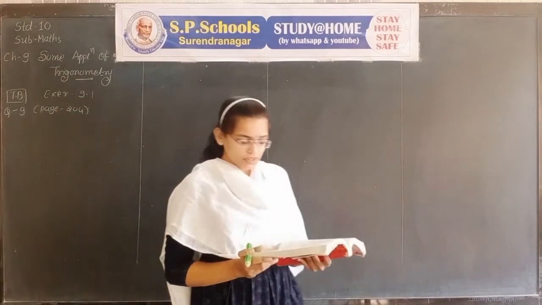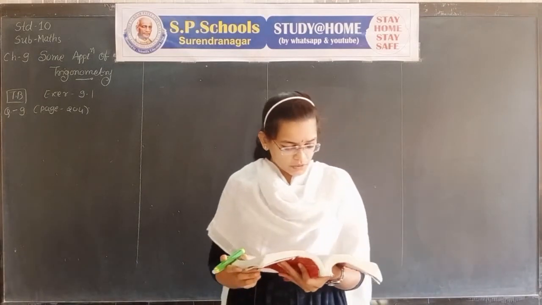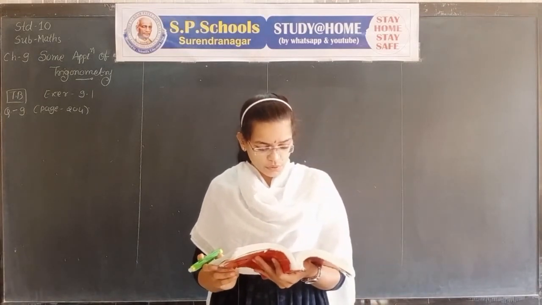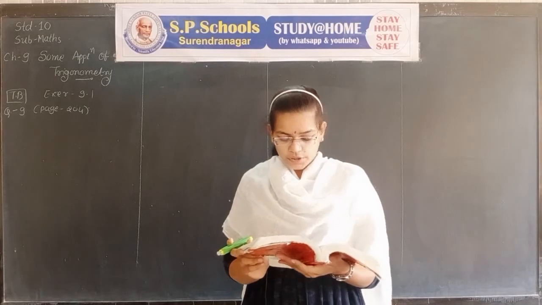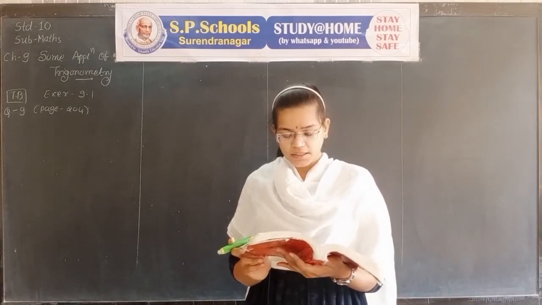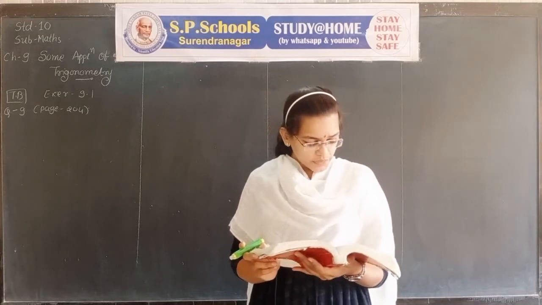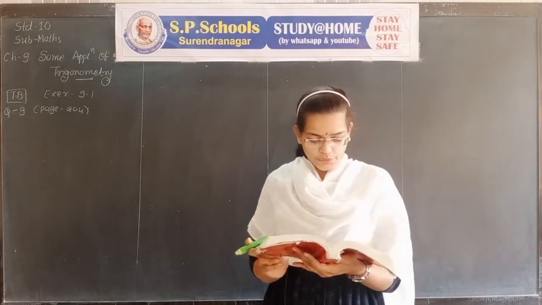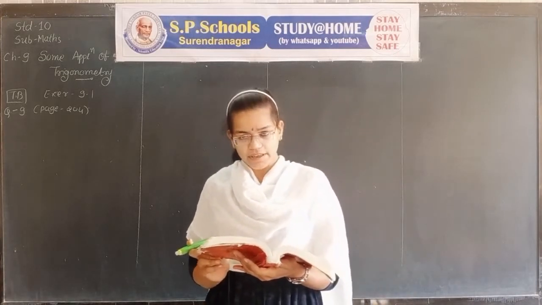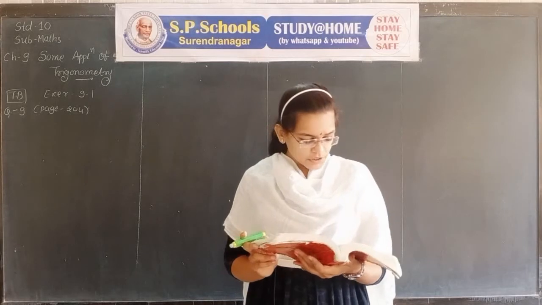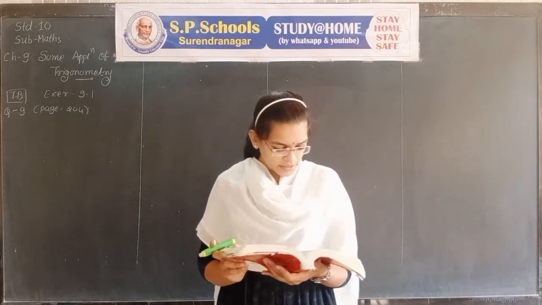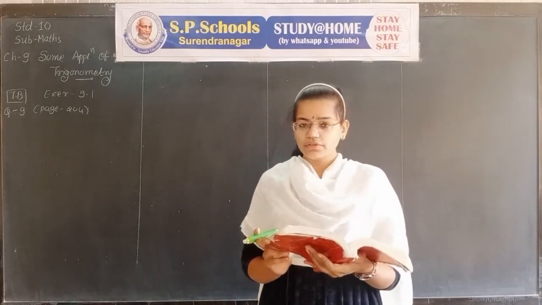It is a most important chapter. The angle of elevation of the top of a building from the foot of a tower is 30 degrees and the angle of elevation of the top of the tower from the foot of the building is 60 degrees. If the tower is 50 meters high, find the height of the building.